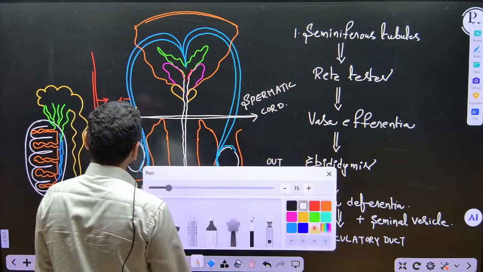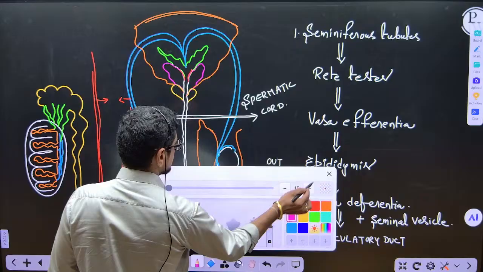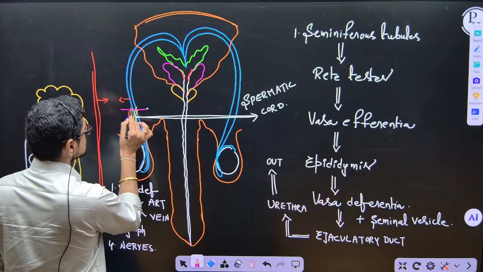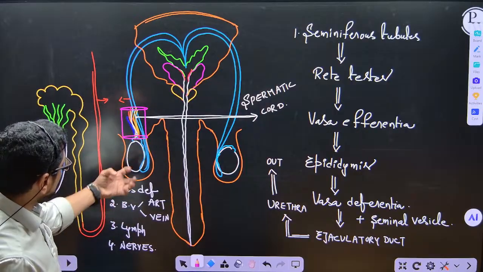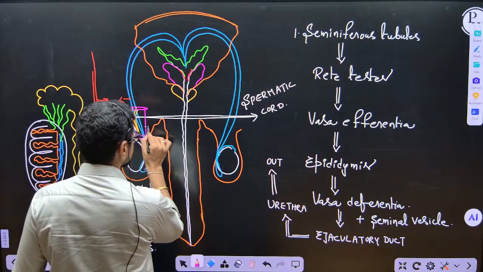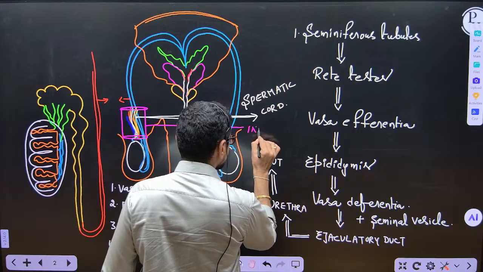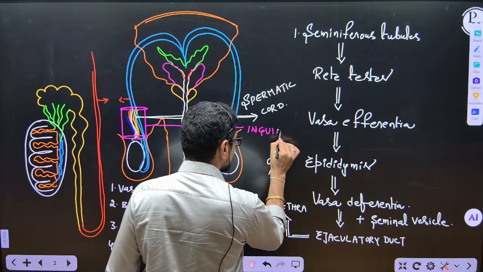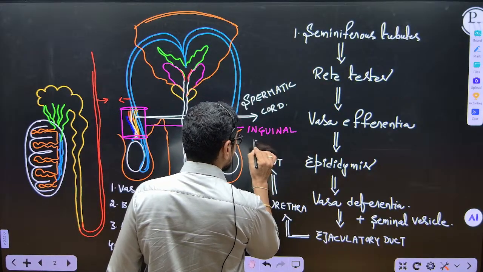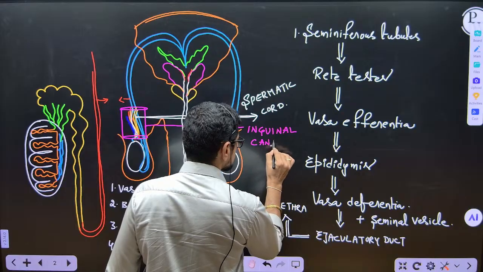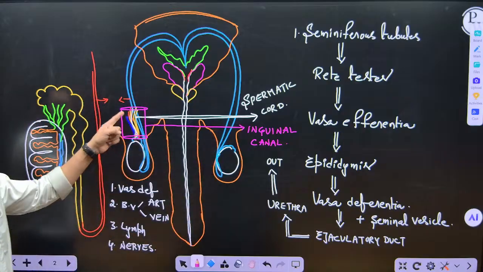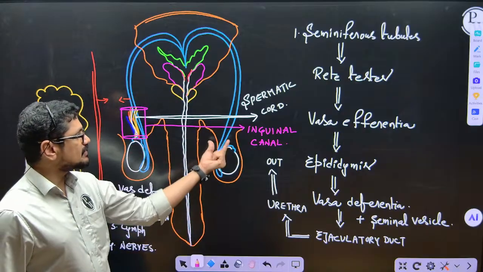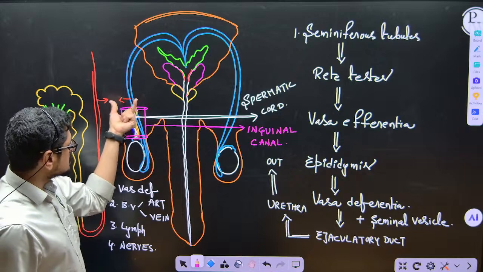Where this spermatic cord is present, there you can see one canal. My dear friends, see, this is one canal. All of these are seen in one tube, and that canal is called the inguinal canal. That canal is called inguinal canal. A pathway is there, and the same pathway is there here also. So this is inguinal canal.